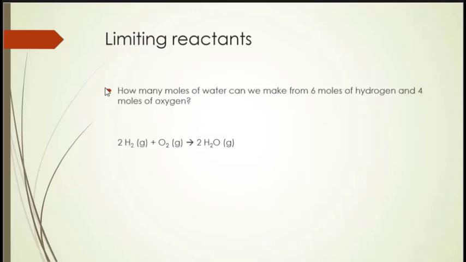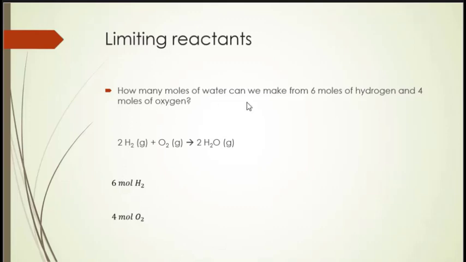Let's think of this question. How many moles of water can we make from 6 moles of hydrogen and 4 moles of oxygen? Let's look at this balanced equation. Hydrogen plus oxygen yields H2O. So when we balance this, I have 4 H's on the left, 4 H's on the right, 2 O's on the left, 2 O's on the right. You've got to make sure that we're balanced. So we look at what we're starting with. I have 6 moles of hydrogen, 6 moles of H2, 4 moles of oxygen, 4 moles of O2.